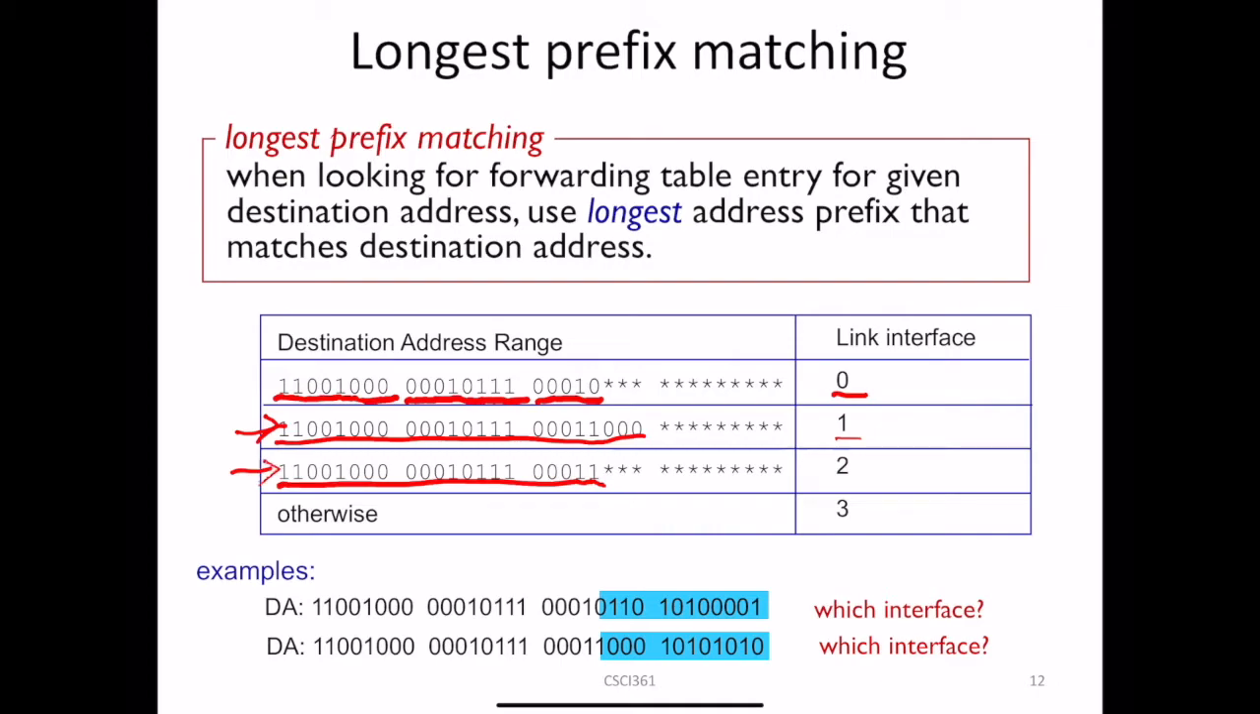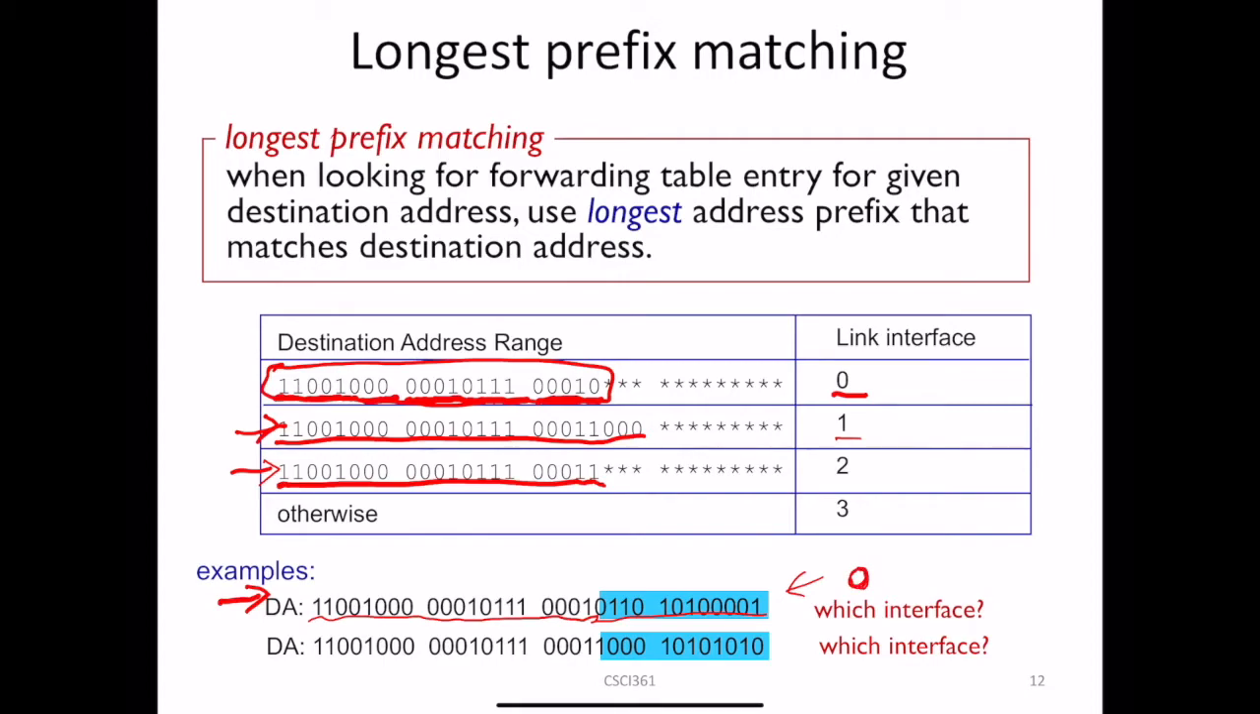So let's do some examples for this one. Which output link do you think this IP address will take? Actually for this one, after you do this matching, you will see the first one, this one, is the longest address prefix. This IP address can be matched. So that means for this IP address, it will take output link 0.